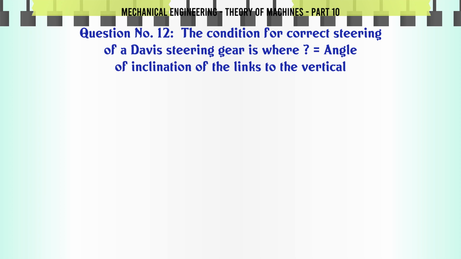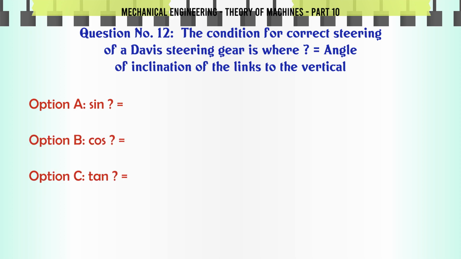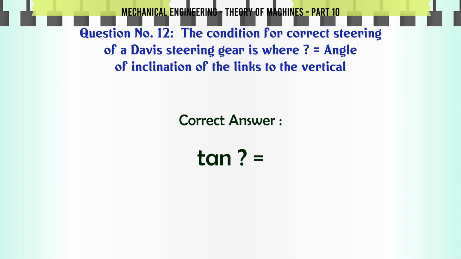The condition for correct steering of a Davis steering gear is, where α is the angle of inclination of the links to the vertical, A. Sin. B. Cos. C. Tan. D. Cot. The correct answer is tan.